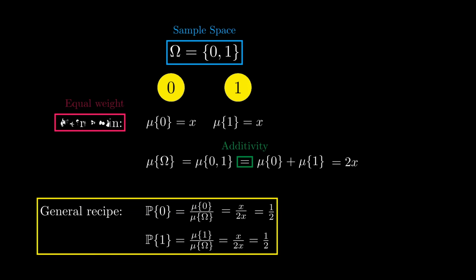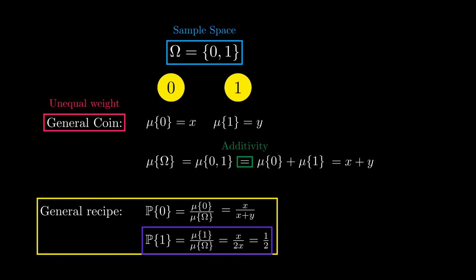But what changes if our coin is not fair? In this case, we'd have to distinguish between the weight x assigned to 0 and the weight y assigned to 1. This would then tell us that the weight of the total space is given by x plus y, such that the probability of 0 turns into x divided by (x plus y), and the probability of 1 into y divided by (x plus y). So while the values change, the recipe stays the same.